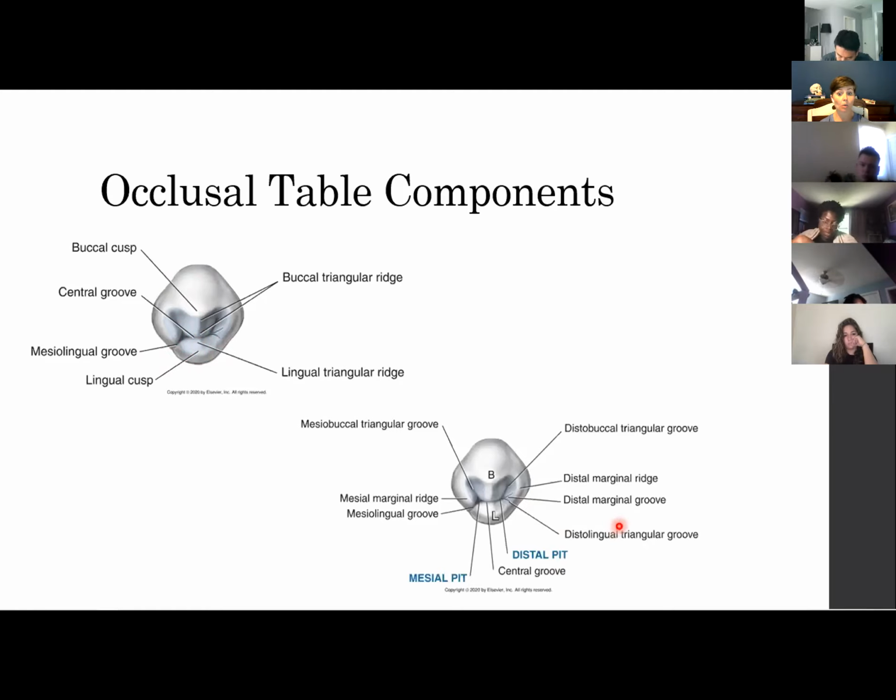Now, when you come into the occlusal table portion of it, you have your mesiobuccal triangular groove, which is that little groove right there. And then your distobuccal, because it's either on the mesial or the distal of the occlusal surface, and it runs towards the buccal, right? And then you have your mesiolingual groove, but where the mesiobuccal triangular groove and the mesiolingual groove meet, you end up with your mesial pit, right?